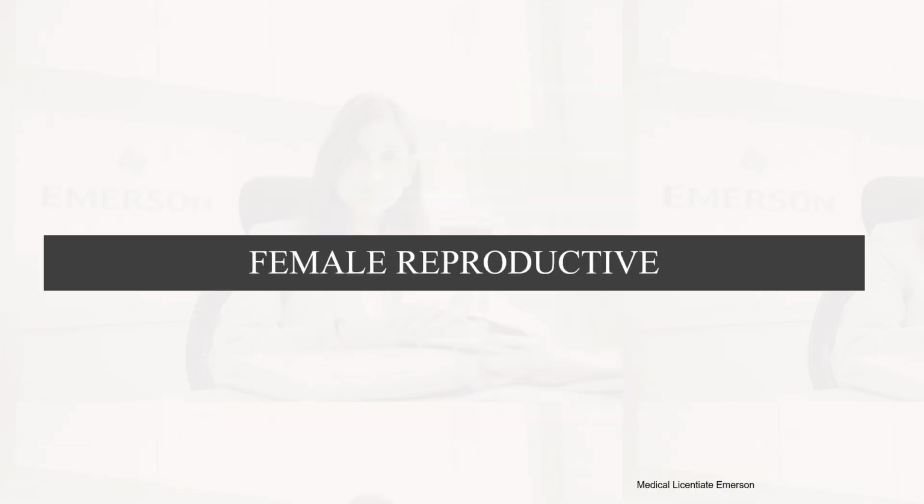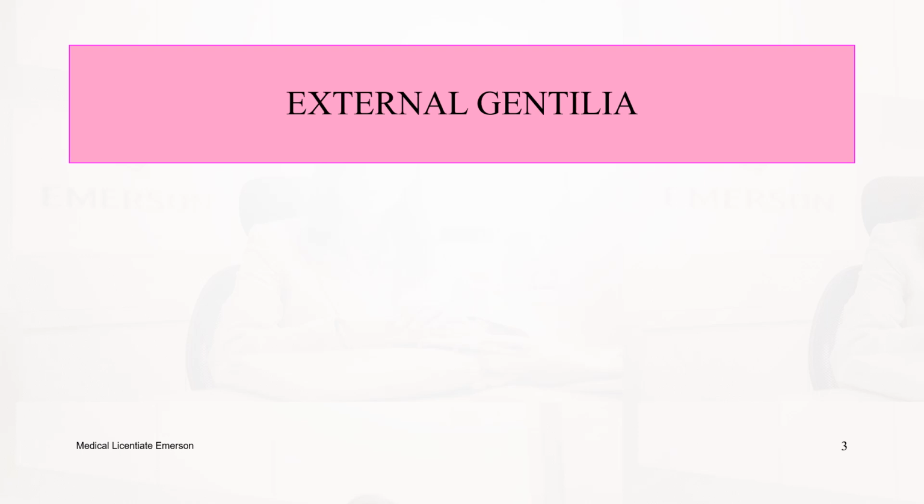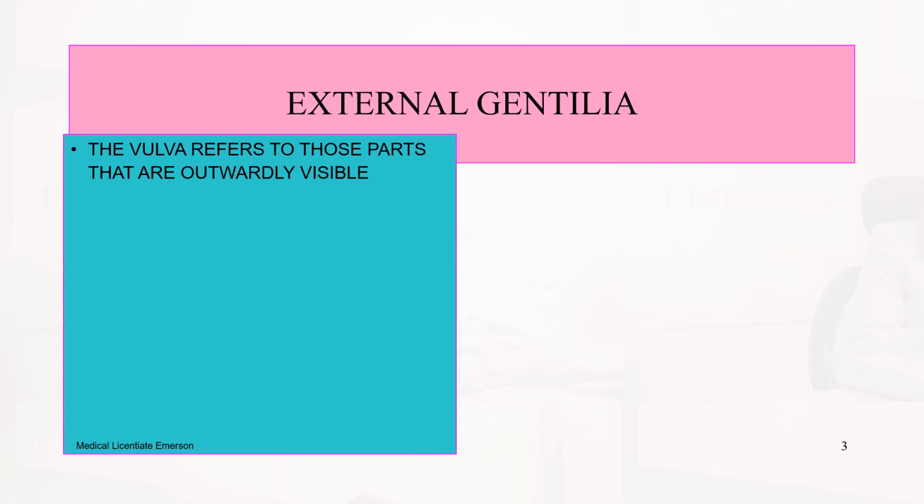So the female reproductive system, we are going to learn it in two ways. We are going to divide the genitals into the external and the internal genitalia. So that's what we are going to start with. At first, let's start with the external genitalia. The vulva refers to those parts that are outwardly visible. So we are going to start with the external female reproductive system.